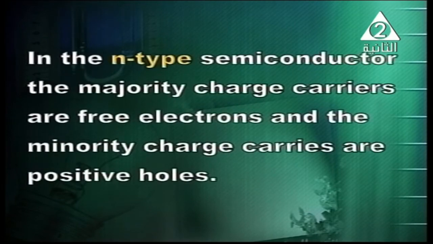In the n-type semiconductor, the majority charge carriers are free electrons, minority are positive holes. Let me say it again. This is very important. In n-type semiconductor, majority charge carriers are free electrons, minority are positive holes.